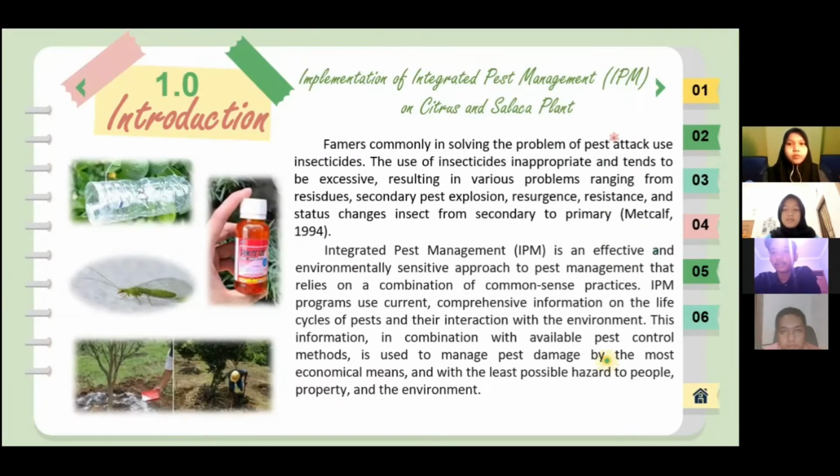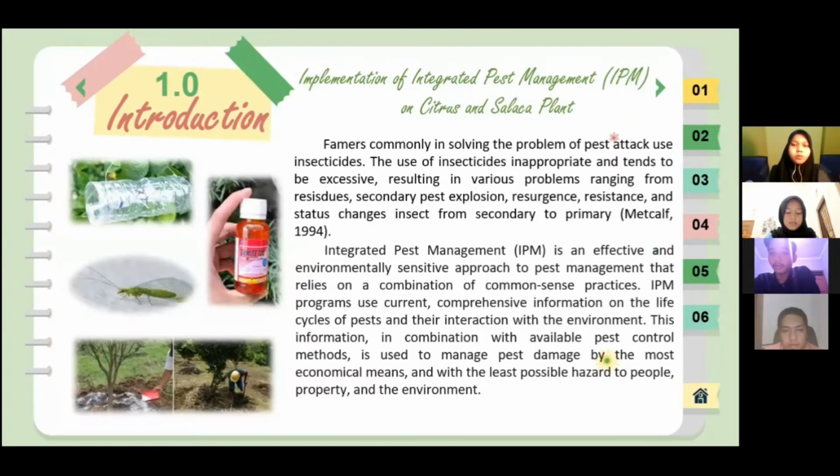Implementation of integrated pest management on citrus and Salaca plant. Farmers commonly use insecticide in solving the problem of pest attack. The use of insecticide is inaccurate and tends to be excessive, resulting in various problems ranging from residues, secondary pest explosion, resurgence, resistance, and status change of insects from secondary to primary.